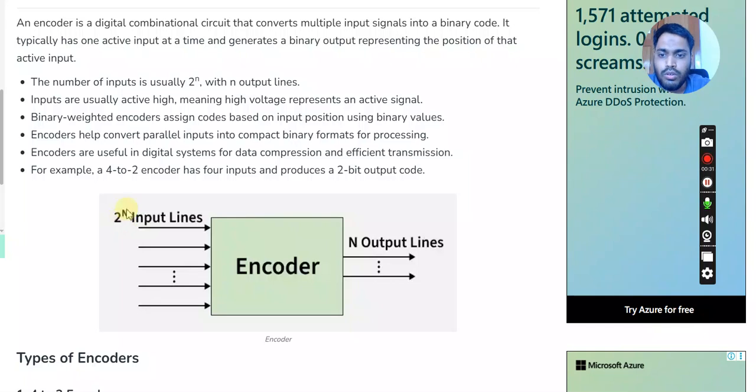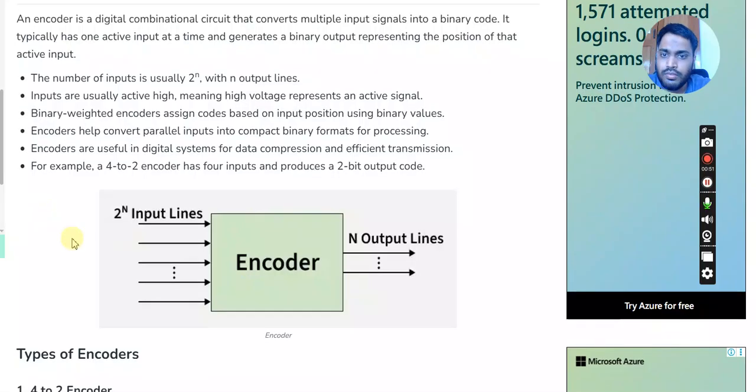So if there are two output lines, then 2 to the power of 2, we have 4 inputs, and then we have 2 outputs. Here we don't have any select line. If n is 3, then we have 8 input lines and 3 output lines. If n is 4, we have 2 to the power of 4, 16 input lines and 4 output lines.